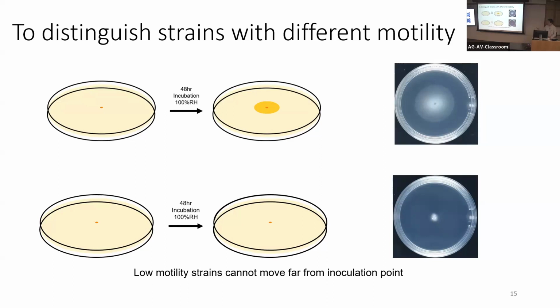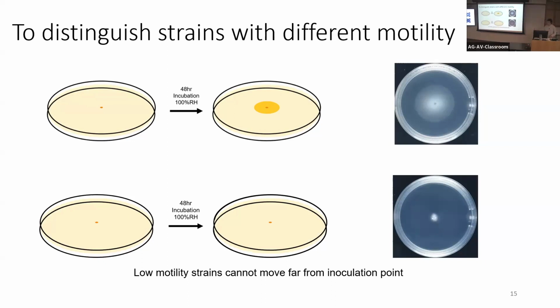For D63000 in this particular media recipe, it usually takes 48 hours to get to the size of a decent measurement. And if we're dealing with some kind of mutant that does not actually move or somehow has impaired motility, the colony simply does not expand from the inoculation point. So the logic of this assay is that the low-motility strains cannot move far from the inoculation point.